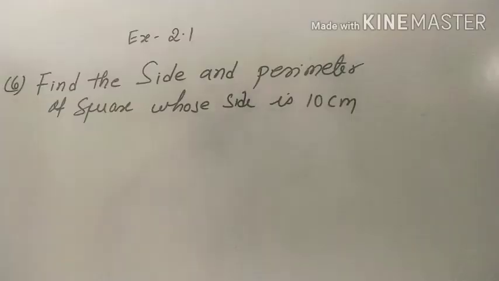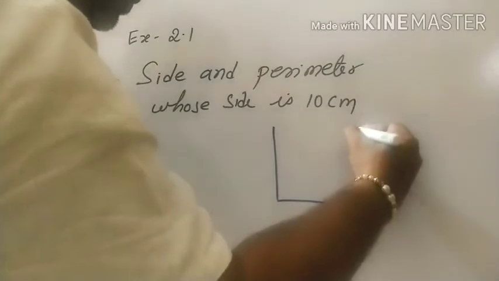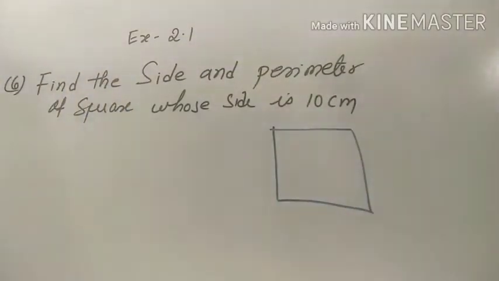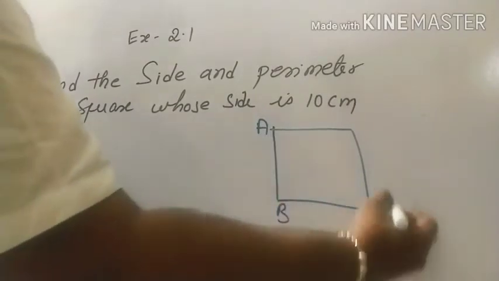Yes, student. Our question number 6 under exercise 2.1 is: find the side and perimeter of a square whose side is 10 centimeter. First we draw one square. That square is A, B, C and D.